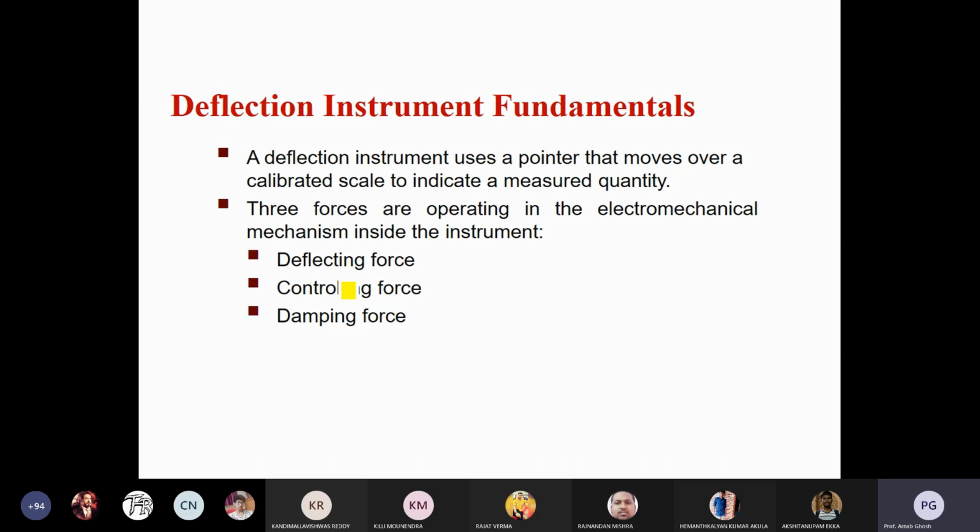That's why we have to introduce another term, which is called damping torque or damping force. What is the purpose of this damping force? Basically the oscillation is there due to the difference between the deflecting torque and the controlling torque. So in practical cases the damping torque is to damp out that oscillation. So how do you damp it out?